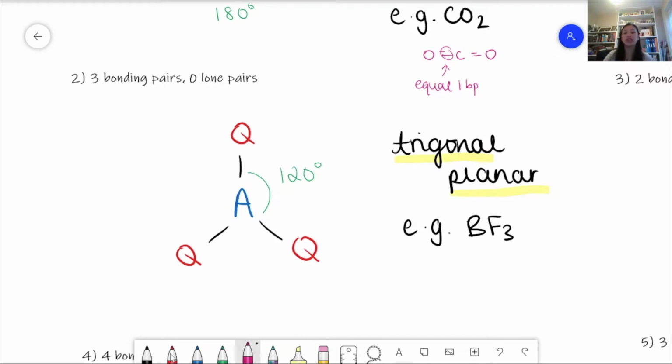And this is also a 2D shape, the same as the first one. So the name of this one is trigonal planar. So basically triangular, and then planar meaning like 2D.